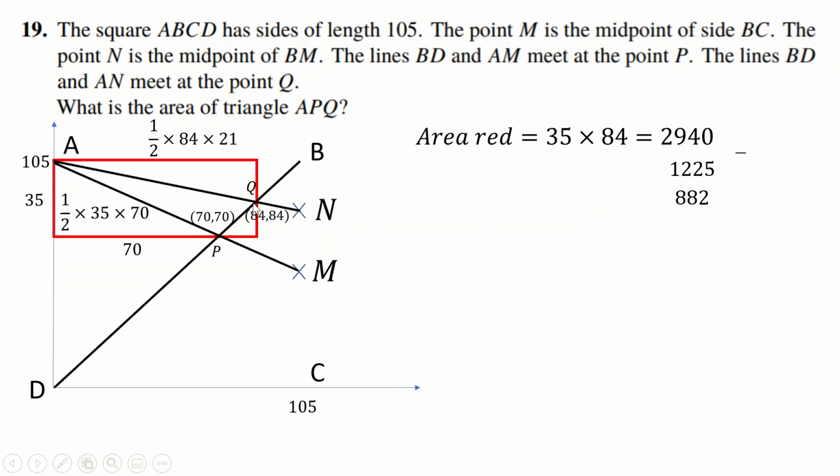And then this little triangle down here is width 14 from 70 to 84, height 14, so it's a half times 14 times 14, which is that. Take them all away and you get 735.